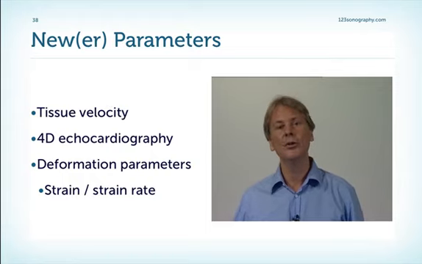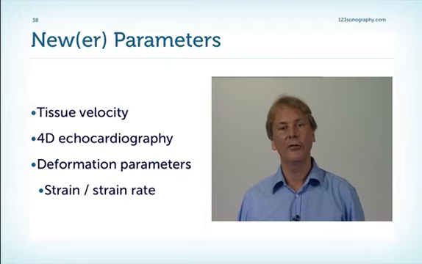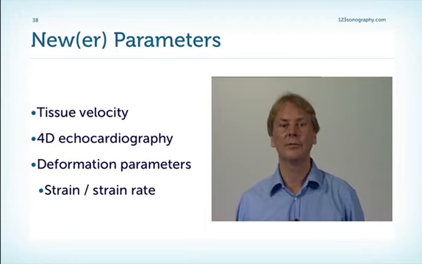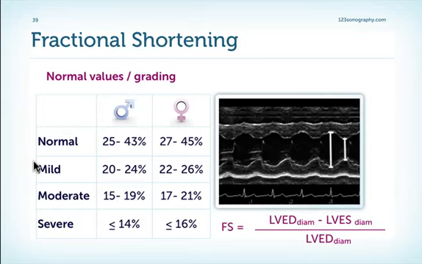But there are new parameters also on the horizon. We can use tissue Doppler, 4D echocardiography, and importantly also deformation parameters such as strain and strain rate. In a special section, we'll be talking about these parameters later. Let's first take a look at fractional shortening.